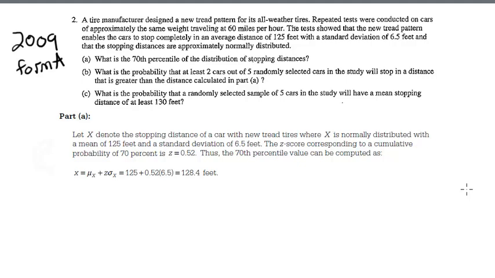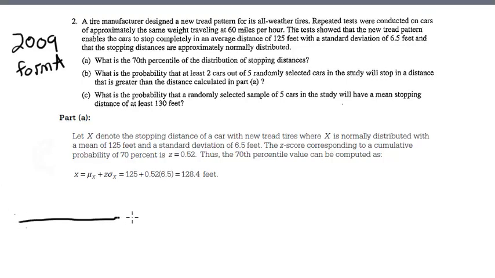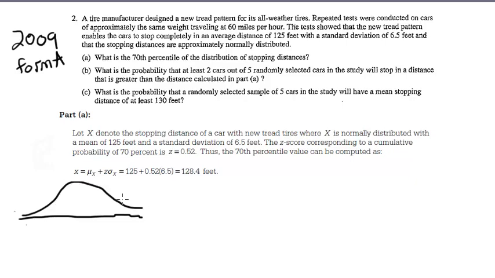And then they do all this work. I would have liked to see a little sketch where we're saying that the mean stopping distance is 125 feet, and we're looking for the 70th percentile, so we're looking for the x value such that the area to the left of that x value is 0.7 and the area to the right is 0.3. On our calculator, we could have done inverse norm of 0.7 to get the z-score of 0.52. Remember, you do not need to write the calculator notation on the exam. It doesn't count for you in any way.